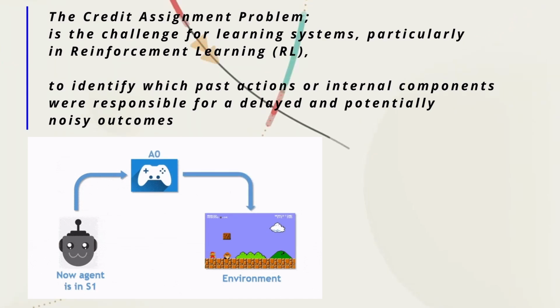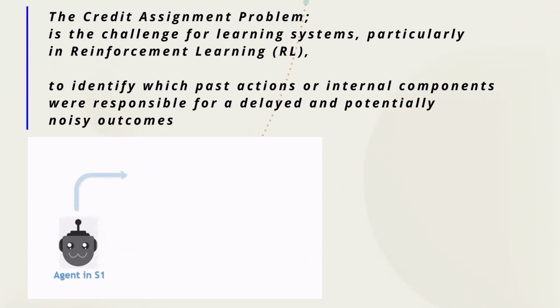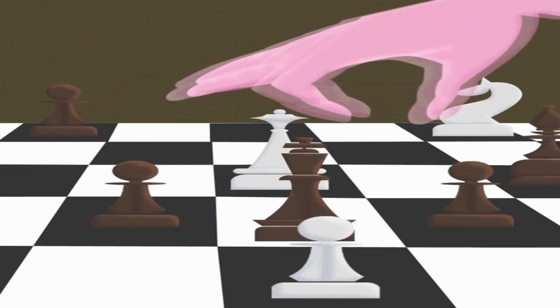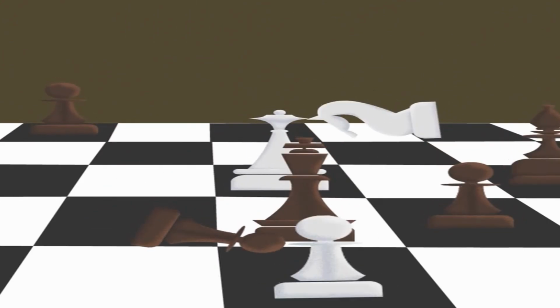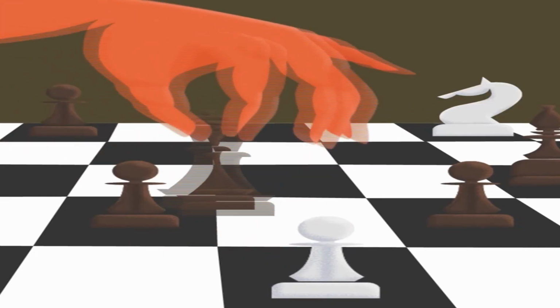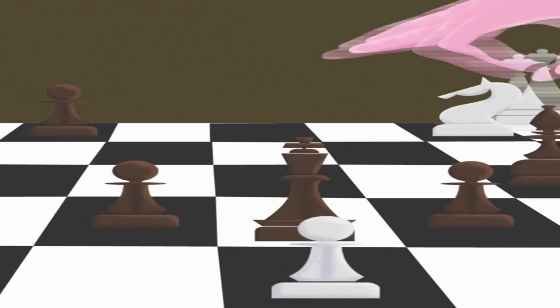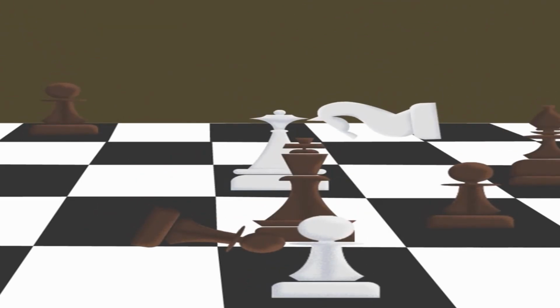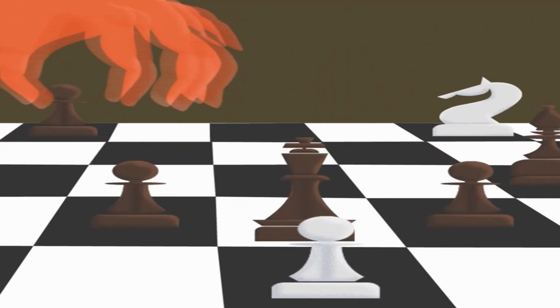You make a brilliant move on turn 10, but you might not actually win the game until turn 50. The profound challenge is figuring out which of the many actions you took before that win were actually responsible for it. Was it that move on turn 10, or something on turn 35, or a combination? Assigning credit back in time to the right actions. That's tough. Because the reward is so delayed.